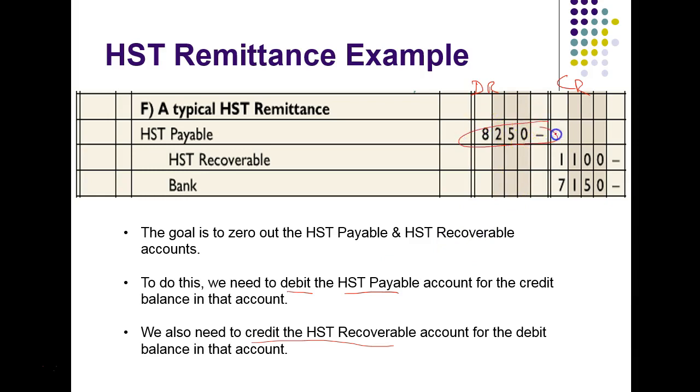We owe the government $8,250. The government owes us $1,100. So the difference is the amount that we actually pay.